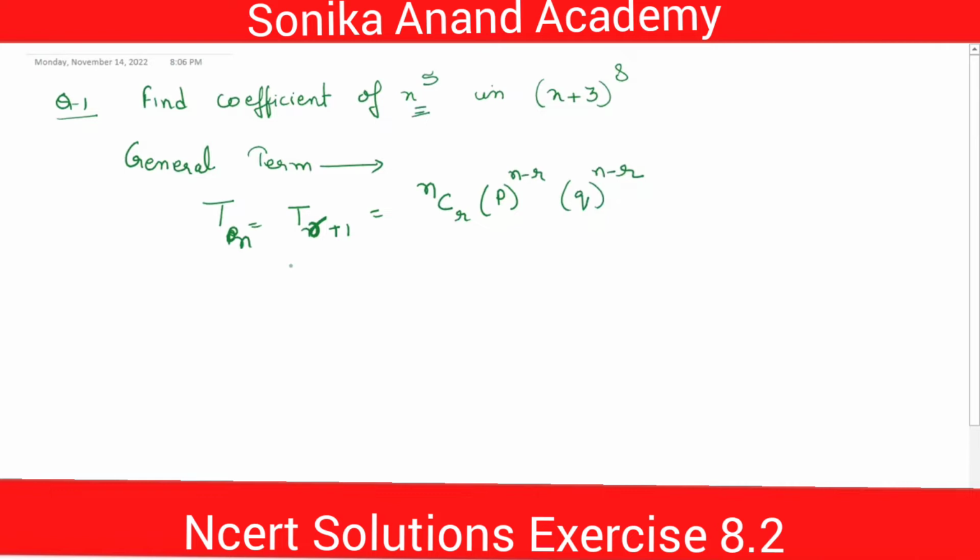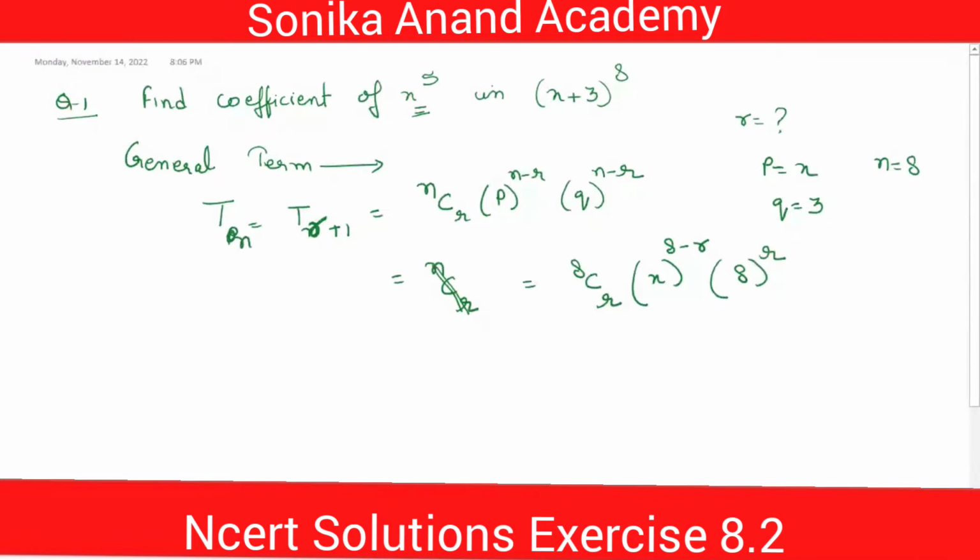So we don't know for which r we get x to the power 5. So we write over here r. Value for p is x, value for q is 3, and value for n is 8. So from here we can write 8Cr x to the power 8 minus r, then 3 to the power r. Clear? Any problem?